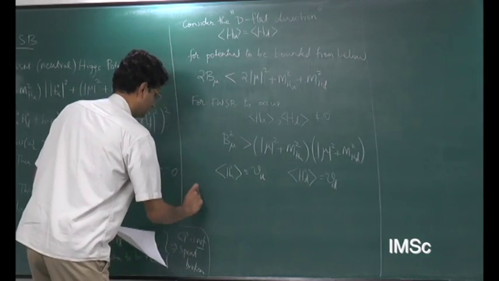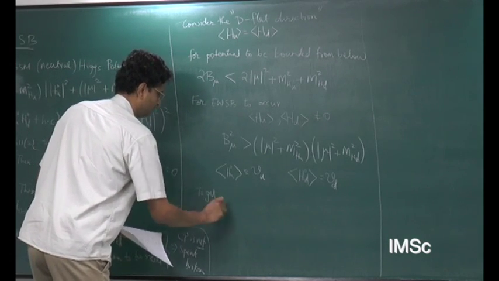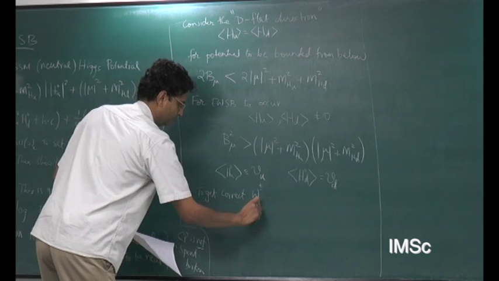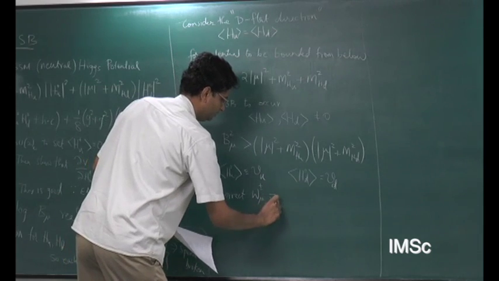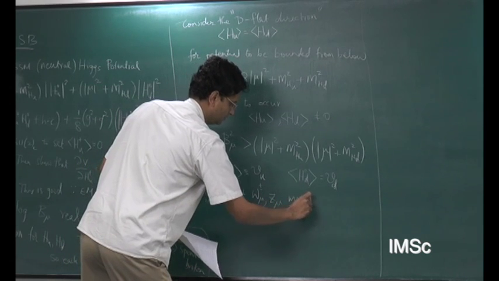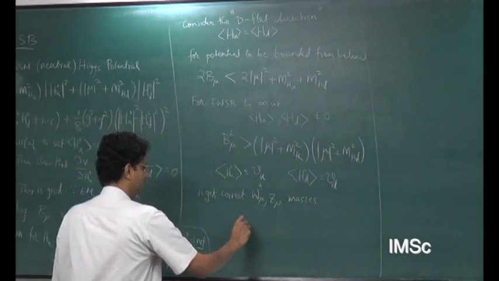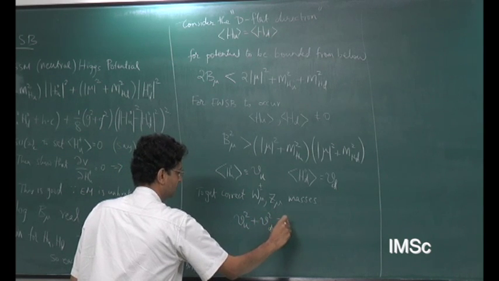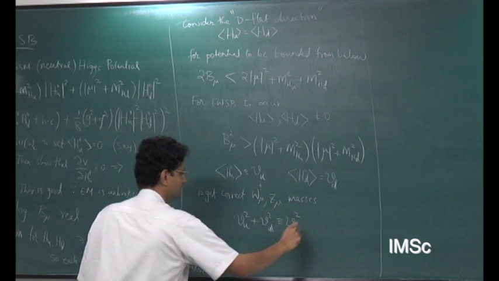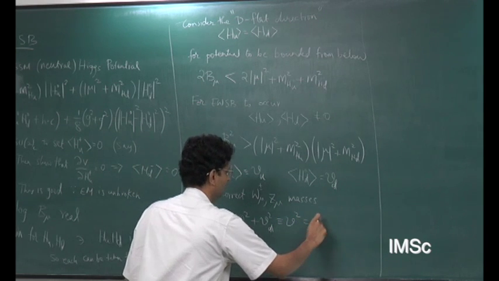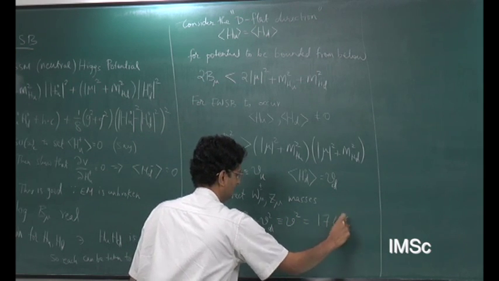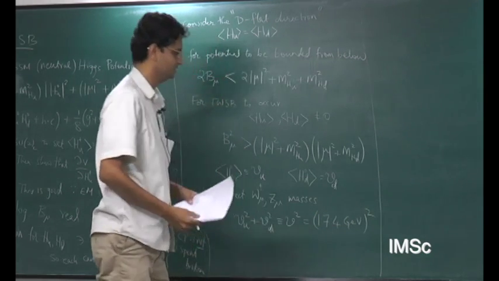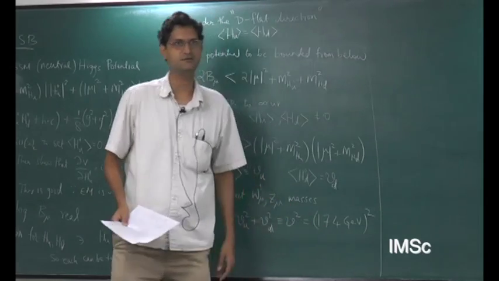And then to get the correct W plus-minus and Z masses, this quantity Vu squared plus Vd squared, which is just V squared, should be, so I'm just using Martin's convention here, where he takes V to be 174 GeV.